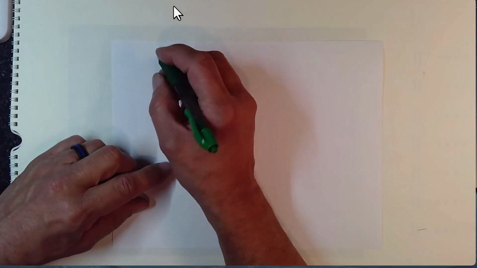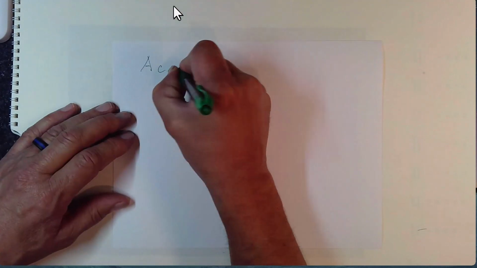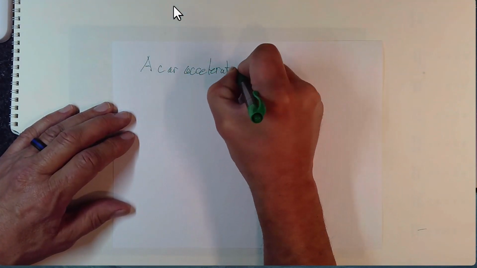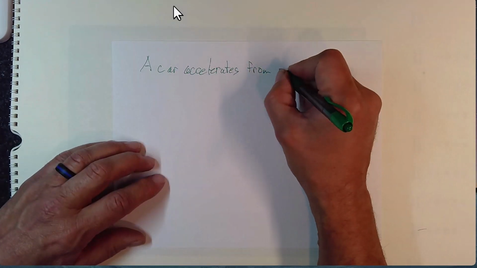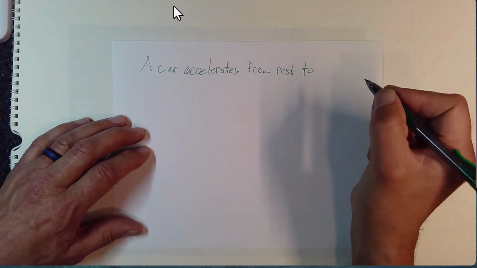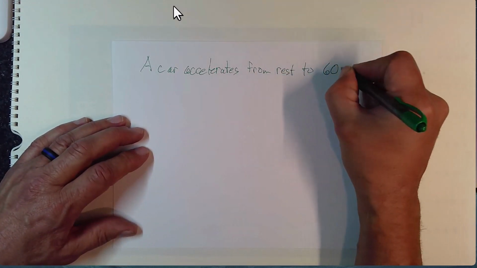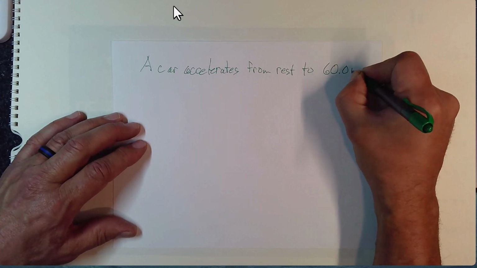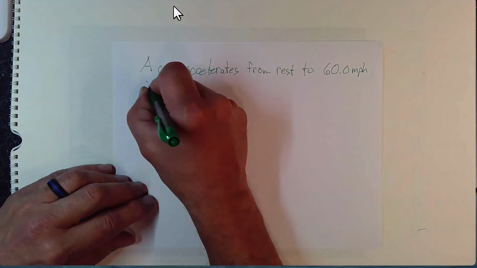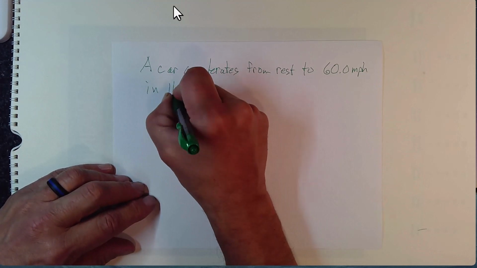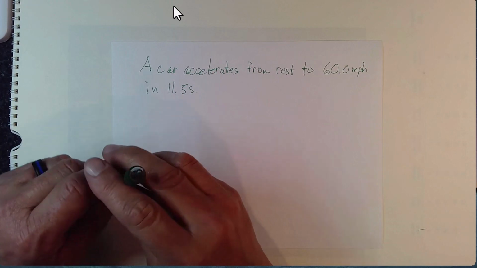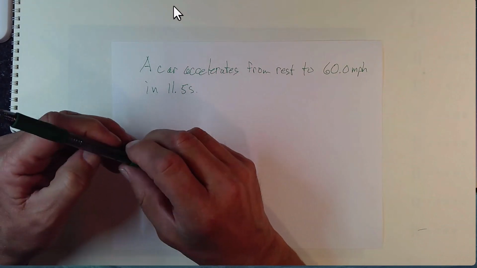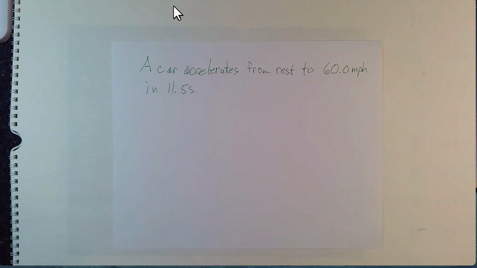As far as the units of acceleration go, let's do an example. If a car accelerates from rest, that's code for velocity of 0, to 60.0 miles per hour in 11.5 seconds.